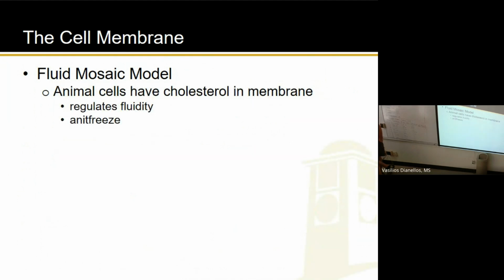Fluid mosaic model. All right, animal cells have cholesterol in our membrane, which is why, when you eat animals, it's usually higher in cholesterol. What does the cholesterol do? This would be a good test question if it was on the exam, but it's not. The cholesterol regulates the fluidity. It kind of serves as an antifreeze. Now, don't get me wrong, that doesn't mean that cells can't freeze, but it helps them freeze slower or at a lower temperature. But that's basically it as far as we're concerned. It has other functions, but those are the big functions.